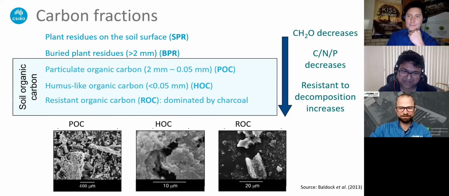This is a graphical picture of the POC, HOC, and ROC. In common terms, sometimes POC is more like a labile form of carbon, and humus and the ROC are more like a recalcitrant form of carbon in general literature.